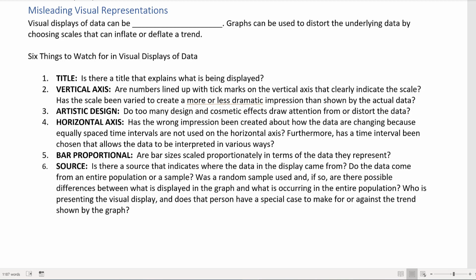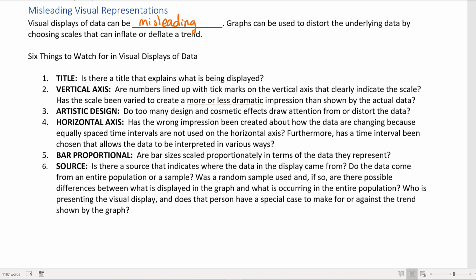Next, we're going to be talking about visual representations. Now, some displays of data can be misleading. Graphs can be used to distort the underlying data by choosing scales that can inflate or deflate a trend. And businesses and individuals can use this to their advantage to try to sell a product or advance their business in probably unethical ways. So you need to be a little bit careful about that.